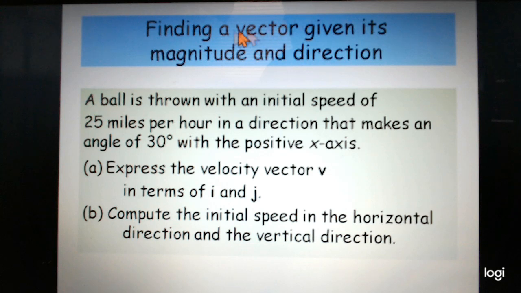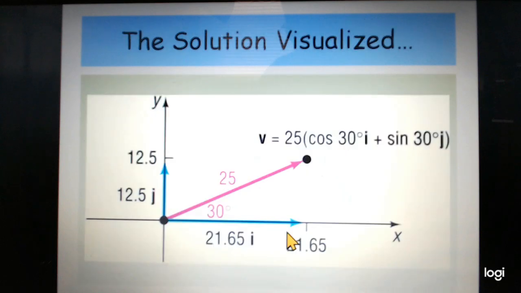Okay, so let's look at finding a vector given its magnitude and direction. A ball is thrown with an initial speed or velocity of 25 miles an hour in a direction that makes an angle of 30 degrees with the positive x-axis. Express the velocity vector in terms of i and j, and compute the initial speed in the horizontal direction and the vertical direction. All right, so horizontal direction and vertical direction also mean components. So when you throw an object at an angle, it has a horizontal component and a vertical component.